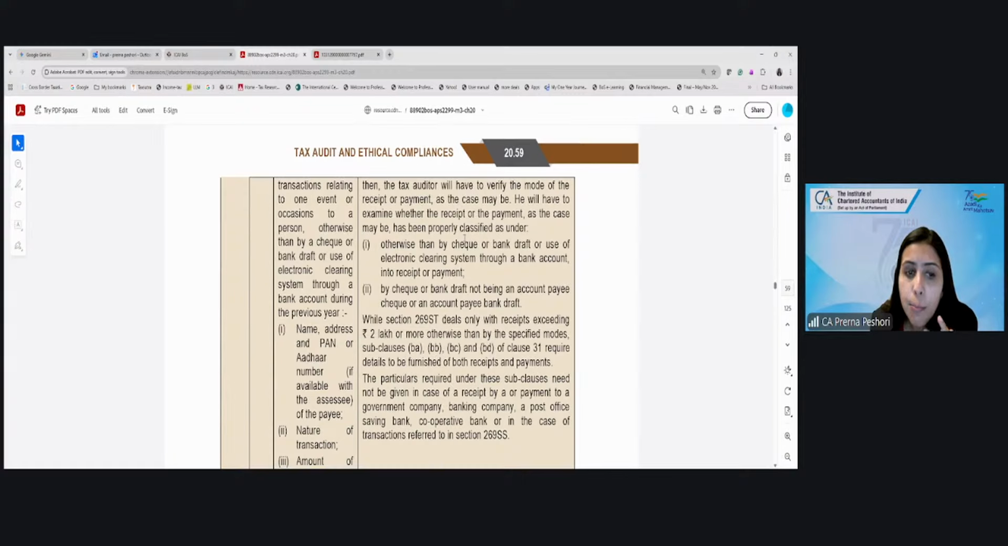Now what do 31 BA and BB say? BA seeks the details of the receipts which are in cash. BB seeks the details of the receipts which are other than by account payee check or ECS, meaning by cross check. Right? BC and BD seek the details of the payment. BC seeks the details of the payment in cash. BD seeks the details of the payment otherwise than by account payee check, meaning by the cross check or something like that. Is this clear, Sanjay?